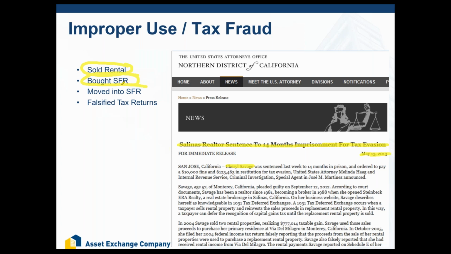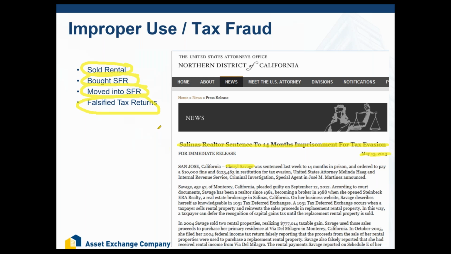Well, Cheryl did not do that. She moved into the property, and then she falsified her tax returns to make it look like she was receiving rental income. She wasn't, okay?